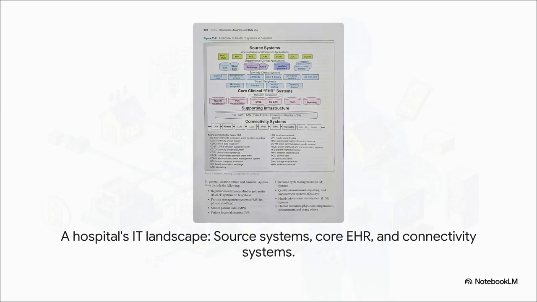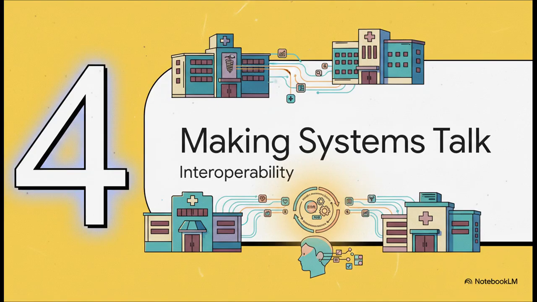So take a look at this. It's like a map of that hospital's nervous system. Right in the middle, you see those core EHR systems we just talked about. But look at what's surrounding them. All these source systems. You've got the lab, the pharmacy, specialized departments, all feeding information in. And holding it all together is the underlying tech that lets them all talk to each other. This brings us to a huge new challenge.